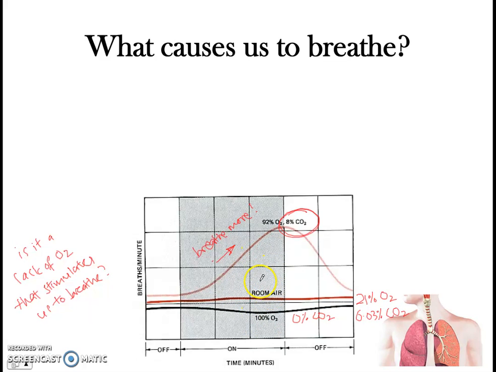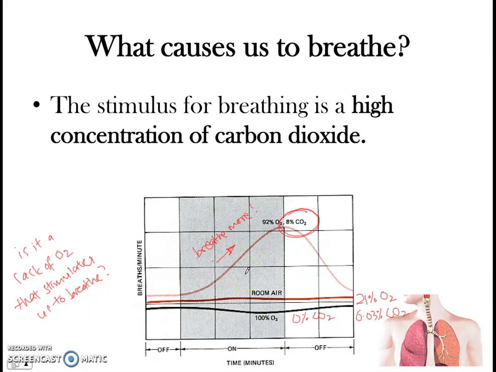So experiments like this lead people to conclude that the stimulus for breathing is a high concentration of carbon dioxide. That means as you hold your breath, carbon dioxide builds up in your body, and it is the buildup of carbon dioxide that eventually stimulates your body to breathe. That's why at 8% carbon dioxide, the person breathes a lot more because he's being stimulated by the higher concentration of carbon dioxide. And at 0% carbon dioxide, he breathes less because he's not being stimulated to breathe. So the stimulus for breathing is a high concentration of carbon dioxide. It is not the lack of oxygen, contrary to what people may think.